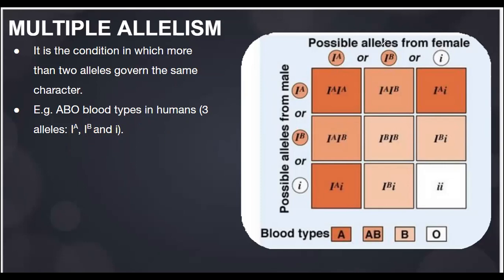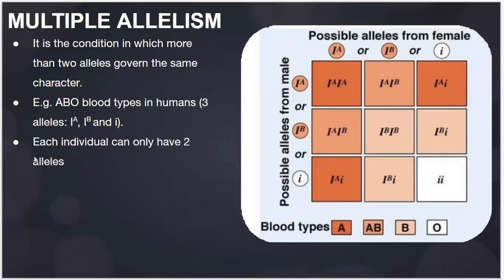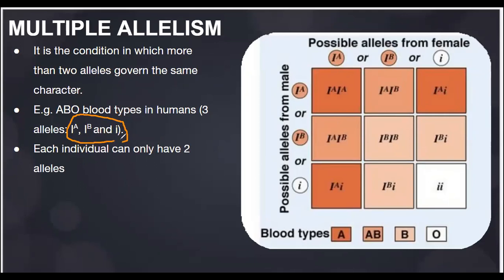Fine. So three alleles, but each individual can have only two. The individual will not have three alleles, but there are three possible types of allele in this particular scenario. Obviously, the individual will have any two combination, either IA-IB or IA-IA or IB-IB or ii or IA-i or IB-i. Okay, as you can see in this cross.